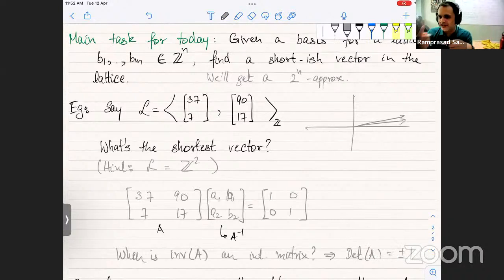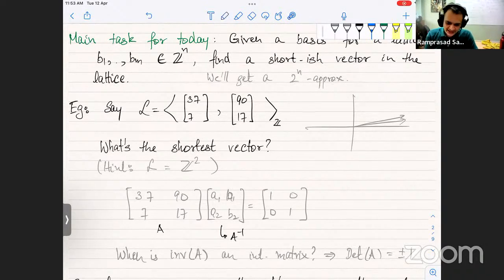In fact, the whole thing is an if and only if because of exactly what Saurav said. If you remember the inverse formula from undergrad, you look at the adjoint of A divided by the determinant of A, and as long as you're not dividing by something crazy, you will still get integer coefficients.